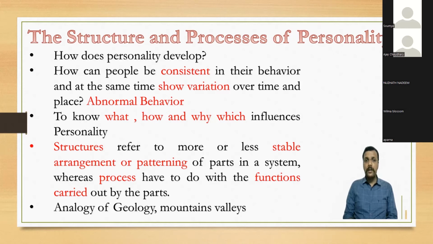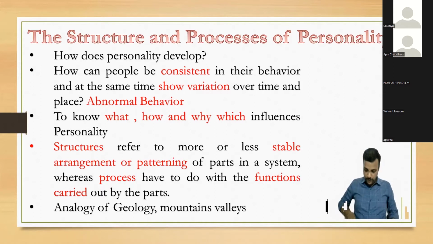Also, structures refer to more or less stable arrangements or patterns of parts in a system, whereas process has to do with the functions carried out by the parts. Here we are just seeing the difference between structure and process. Structure is a more or less stable arrangement or patterning. We are discussing what is stable, but process is what is taking place.